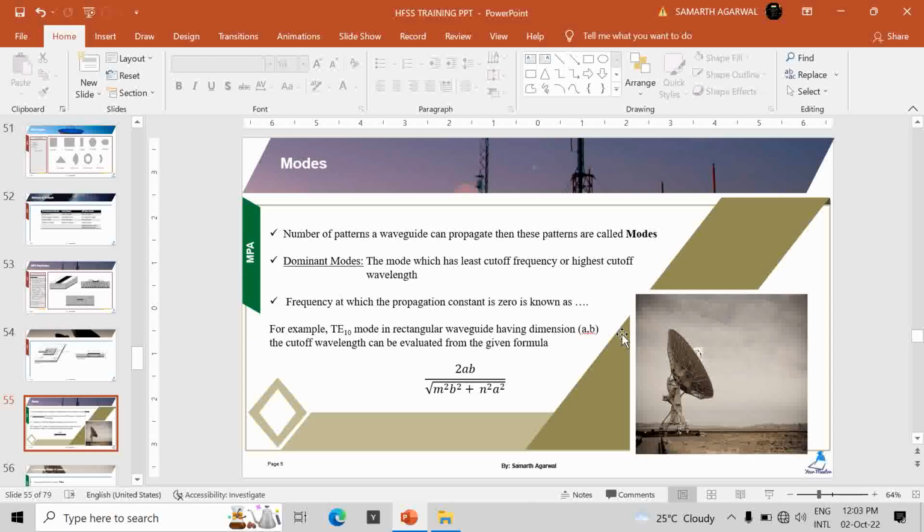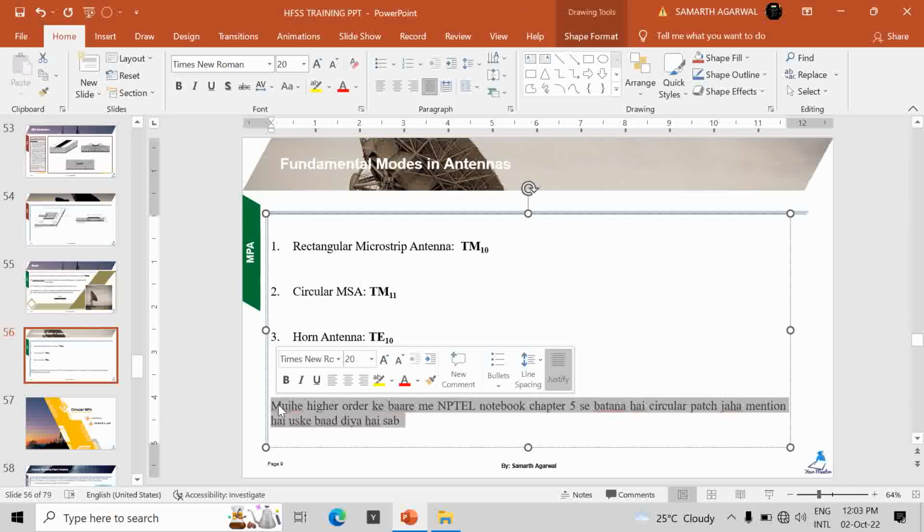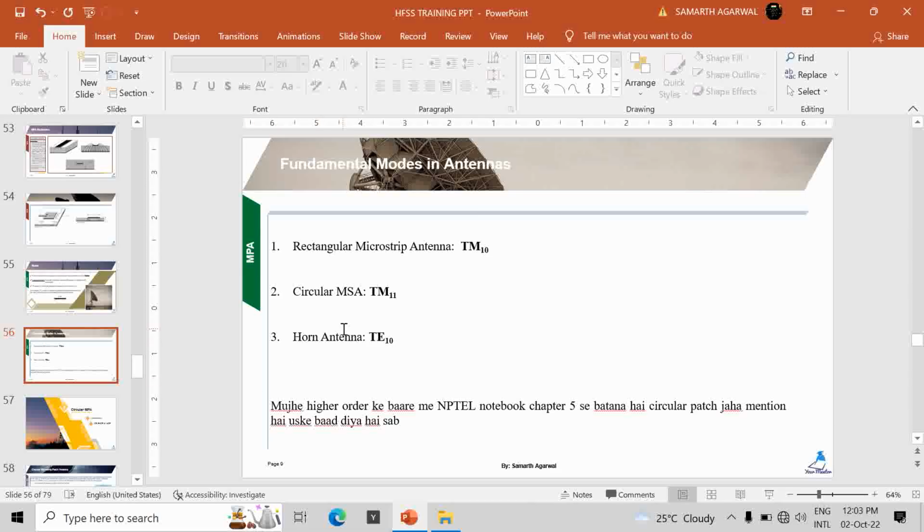Generally, in the patch antenna, TE10 is the fundamental mode. And other antennas like the circular microstrip patch antenna have TM11. Sorry, TE10 is basically for a waveguide, not for a patch antenna. For a patch antenna, it is TM10. And the horn antenna is TE10. So this is a circular microstrip patch antenna which has TM11, horn antenna TE10, and regular microstrip antenna TM10. These are the modes. You can study more on that.